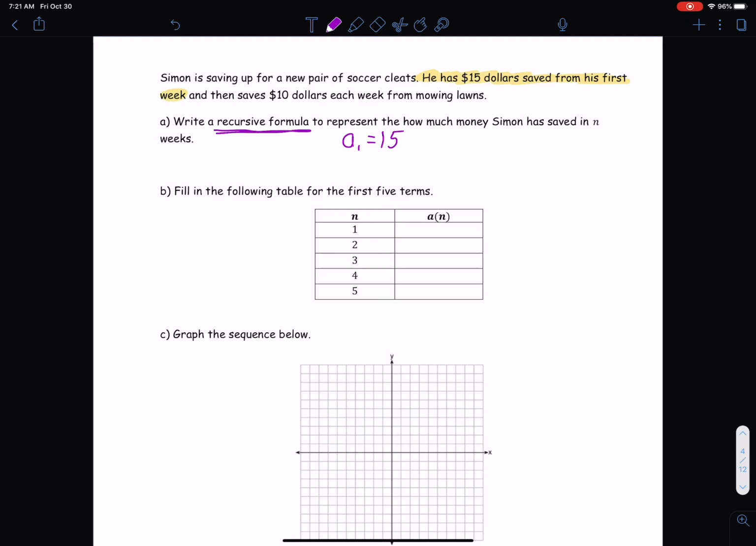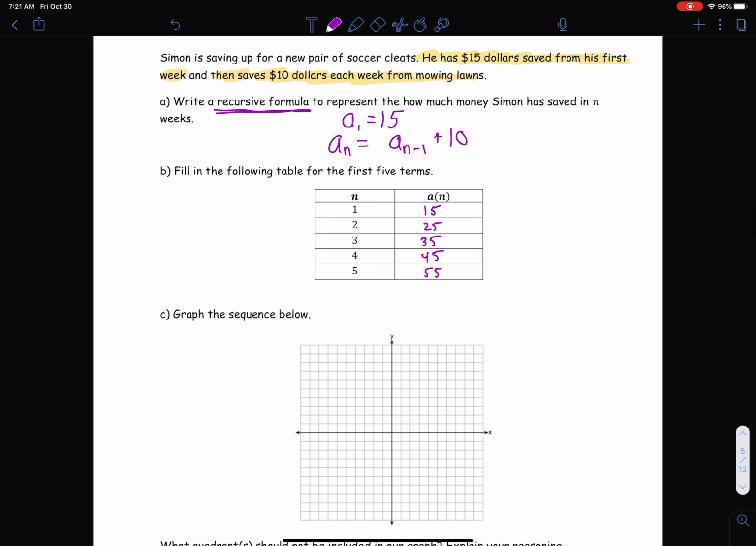And then our rule, in a recursive formula, we always relate to the previous term. So the nth term is equal to something happening with the previous term, a at n minus 1. Let's take a look. It says he then saves $10 each week from mowing lawns. So he's increasing by $10. That would be a plus 10. So we're taking the previous term and adding $10 each week. So if we fill out the following table, the first term is 15. And then we just keep on adding 10 each week. So this would be 25, 35, 45, and 55.